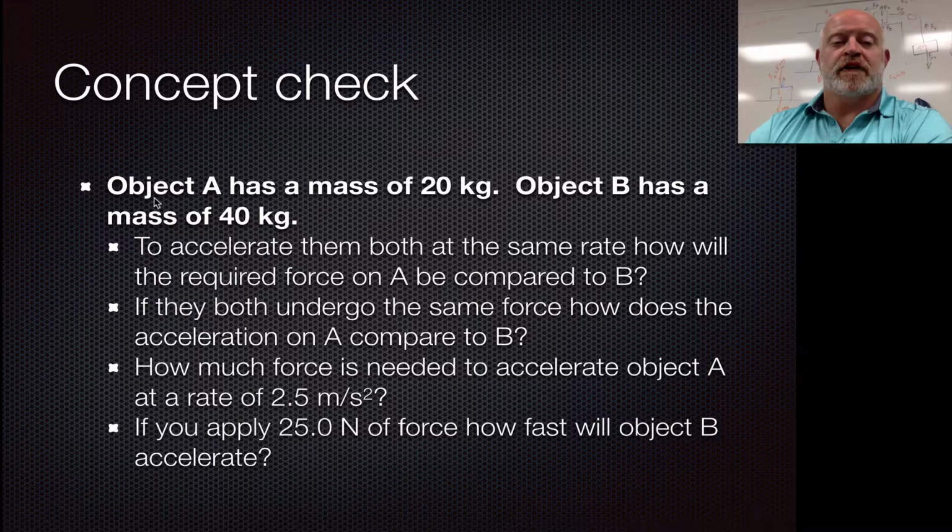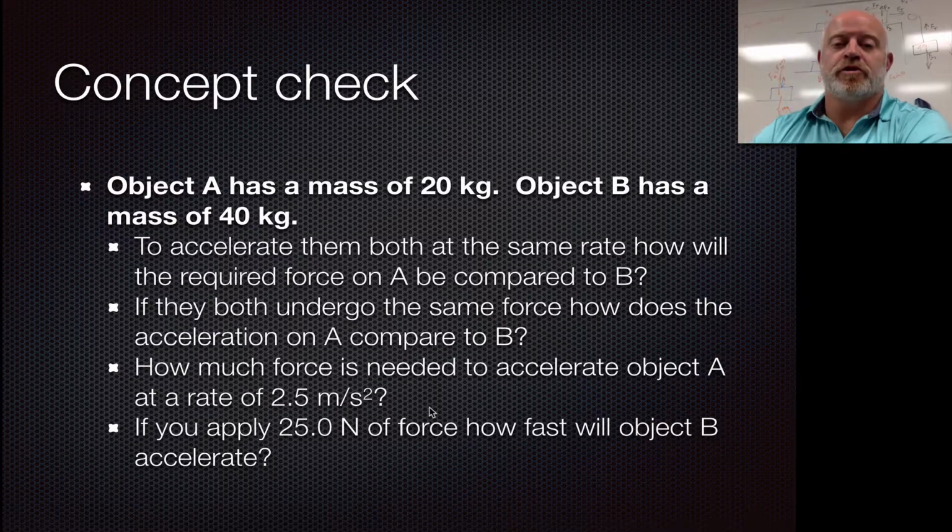So here's our scenario. Object A has a mass of 20 kilograms. Object B has a mass of 40 kilograms. If you look at this, A has half the mass of B. So use that scenario to answer these 4 questions and pause the video now. And then I'll come back here in a second and answer them for you.